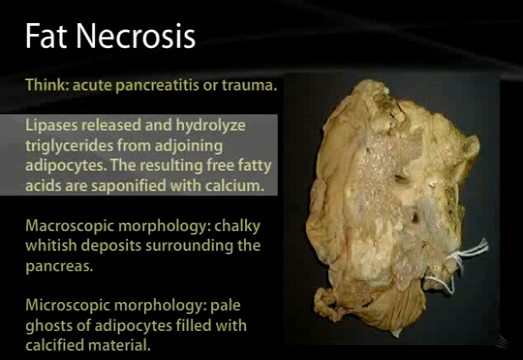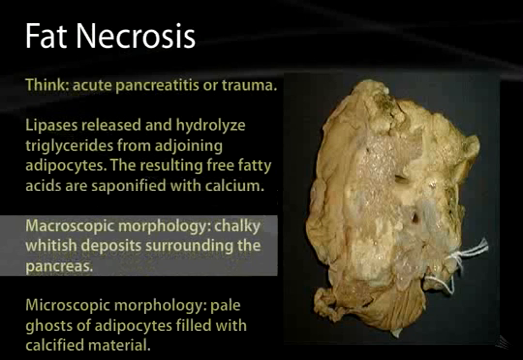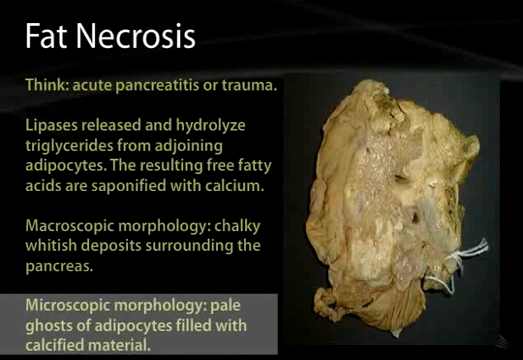Now, what happens is when these triglycerides are hydrolyzed, you get free fatty acids, and free fatty acids are kind of like soaps, and they tend to engage in a saponification reaction with calcium. So, in addition to the necrosis that you see, you'll also see calcification in these tissues. And so you see these chalky, whitish deposits that you can see in the pancreas here. That's a hallmark of fat necrosis. Microscopically, what you see is the pale ghosts of adipocytes that are filled with this calcified material.